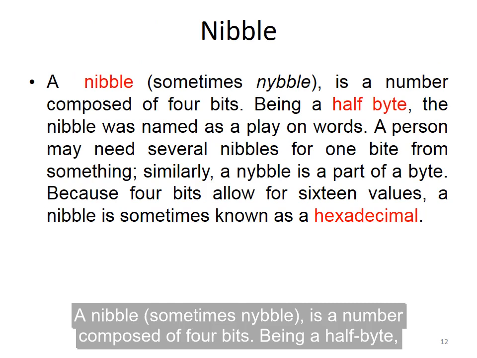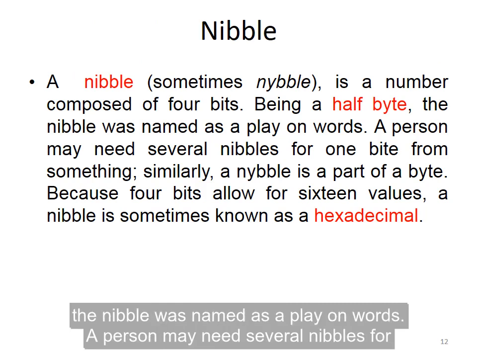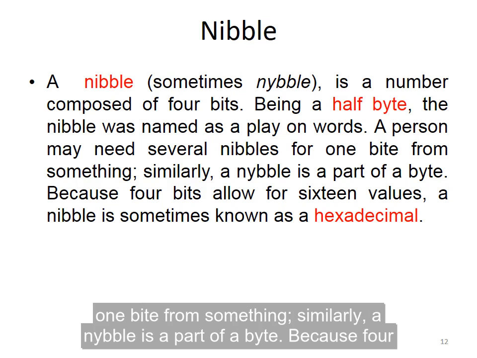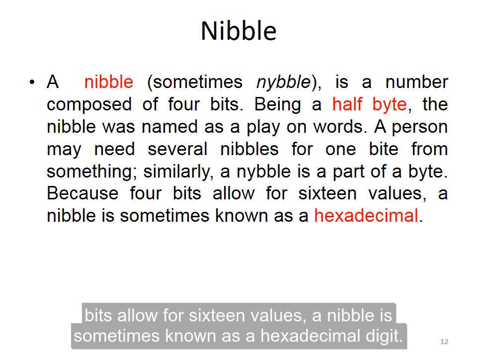A nibble is a number composed of 4 bits. Being a half byte, the nibble was named as a play on words. A person may need several nibbles for one bite of something. Similarly, a nibble is a part of a byte. Because 4 bits allow for 16 values, a nibble is sometimes known as a hexadecimal digit.